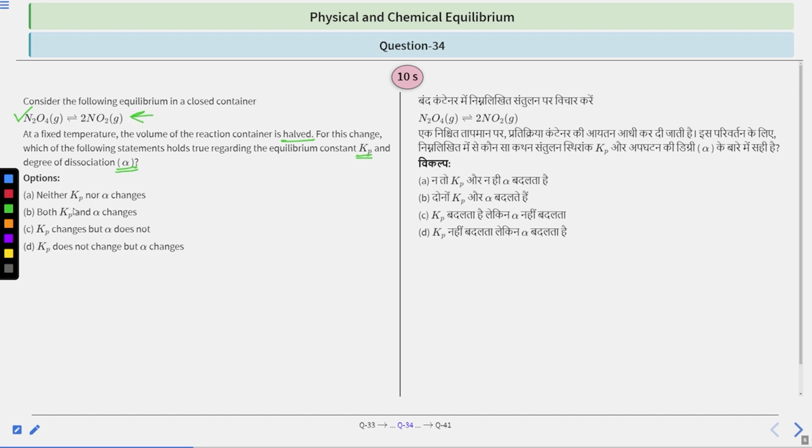Options are: neither Kp nor alpha changes, both Kp and alpha change, Kp changes but alpha does not, Kp does not change but alpha changes. So you have 10 seconds to solve this question. After that, we will see the answer.